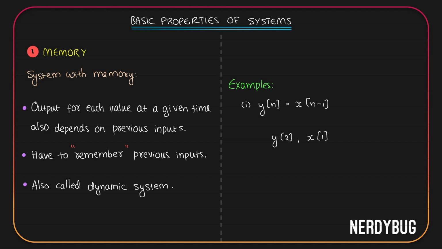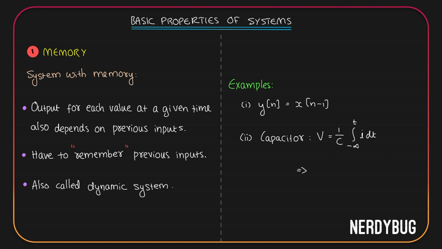The system wants to give an output y of 2. The system will have to know what is x of 1, which is a previous input. So the system that is defined using this equation is going to be a dynamic system with memory. Second example is a capacitor. We can write the potential across capacitor like this: 1 by C integral from minus infinity to t I dt. Let's say v is the output, y of t, I is the input, x of t.